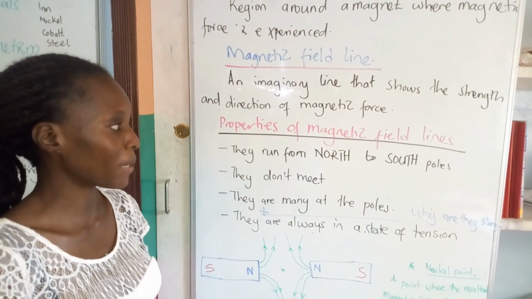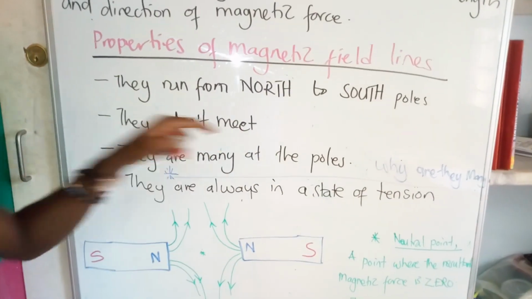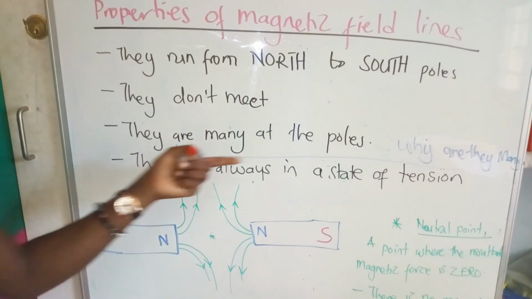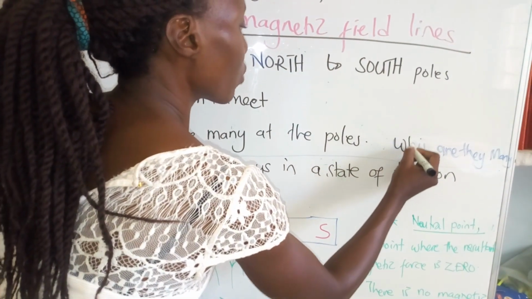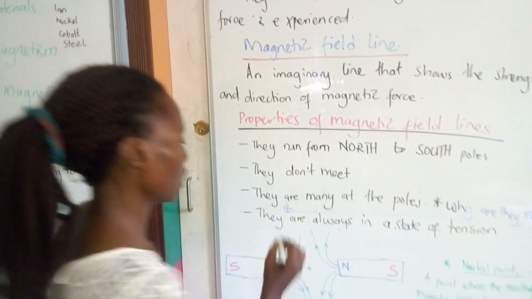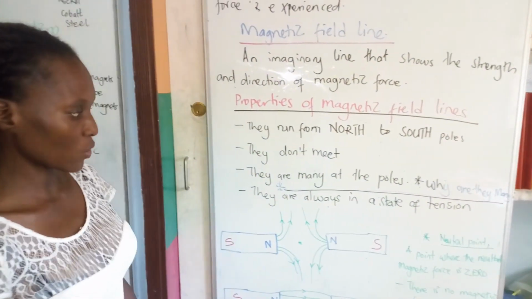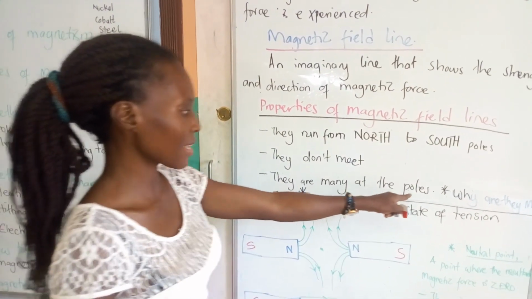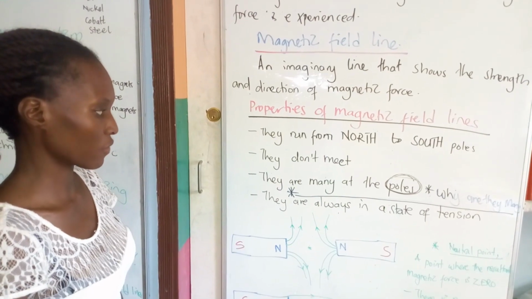And these have got properties like they'll never touch, they don't meet, they run from north to south poles, and there are many of them at the poles. I've said there are many at the poles, and then there's a question here: why are there many field lines at the poles? From what I've said, you've got to be able to answer that. That is a question I expect all of you to answer. Why do we have many magnetic field lines at the poles? That is your question number 1 for that day.